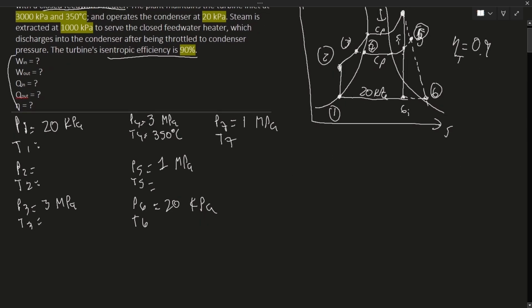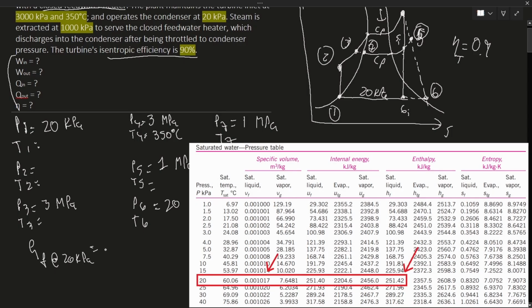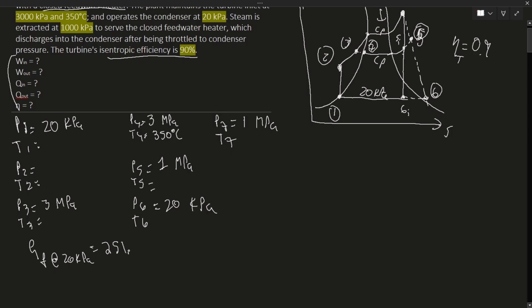So let's look over here. At point 1, it's on the saturation line. So we just have to take into consideration the pressure, and then read your water tables to find the saturated fluid enthalpy, hf, at 20 kPa. Reading the tables, we see that it's equal to 251.42. So over here, you're going to write h1 equals 251.42.